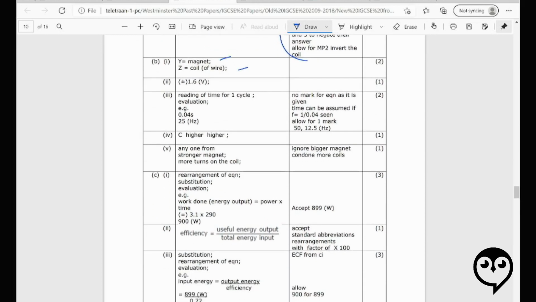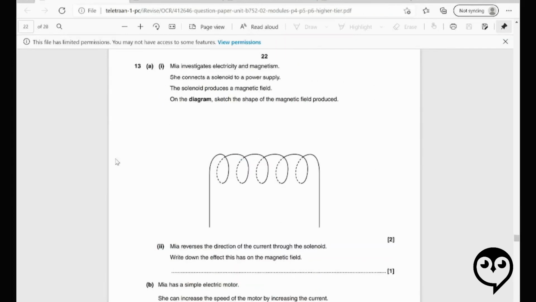We had magnet and coil, 1.6. We had 25 hertz, 2 marks, good. C, our answer was higher. Stronger magnet or more turns in the coil is what we had said. Not bigger magnet, stronger magnet. Good. Okay, I've got another OCR, Gateway Science, Physics B.